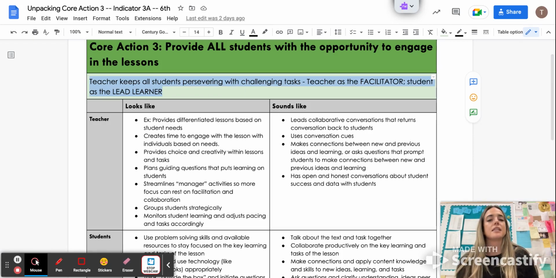Again, to stamp what I've said, we are going to be focused on core action 3 specifically from the 3 CMS core actions. And within that core action, we are focused on indicator A, which is teacher keeps all students persevering with challenging tasks. The teacher is the facilitator and student is the lead learner. So we're going to be working on in our classrooms providing those opportunities for our students.